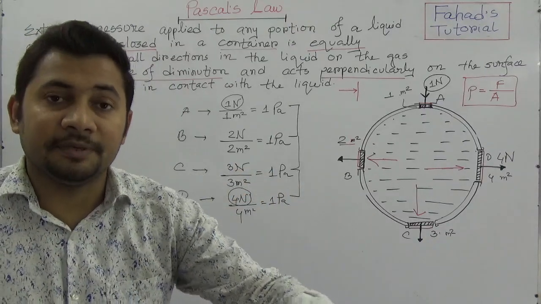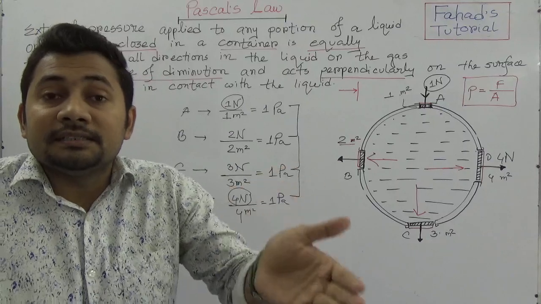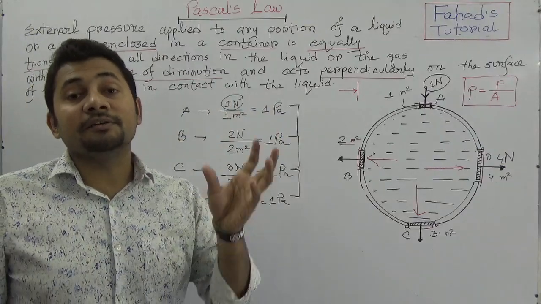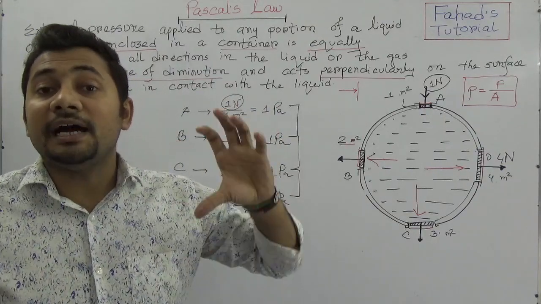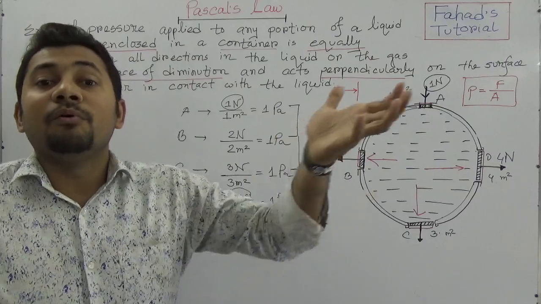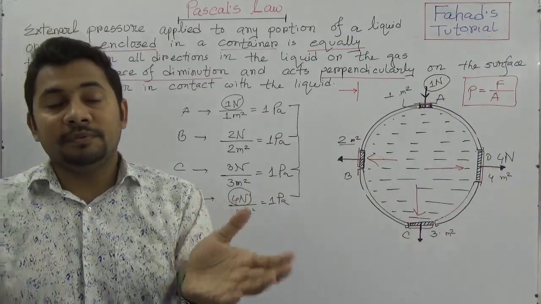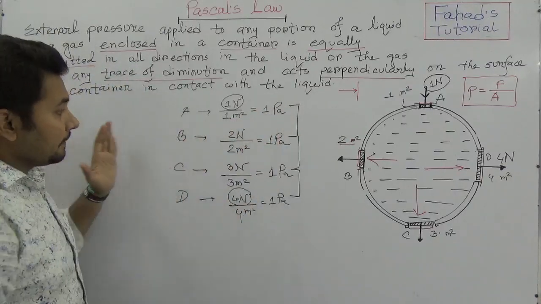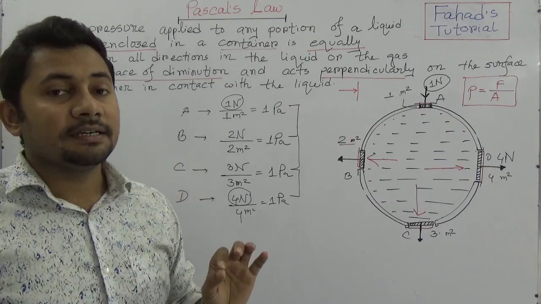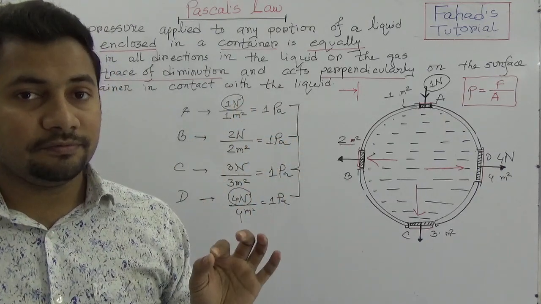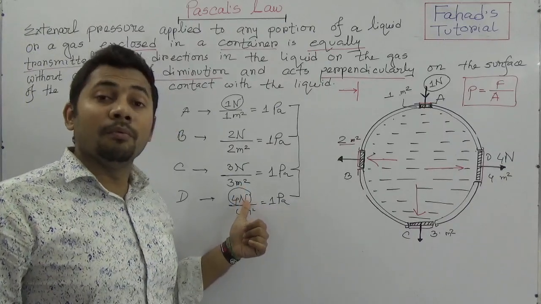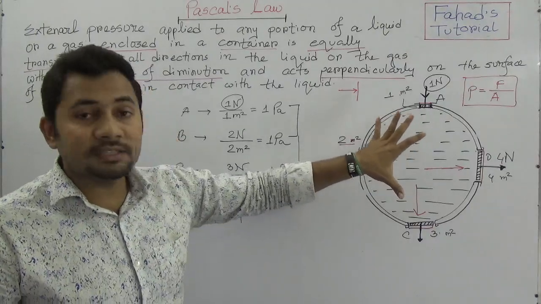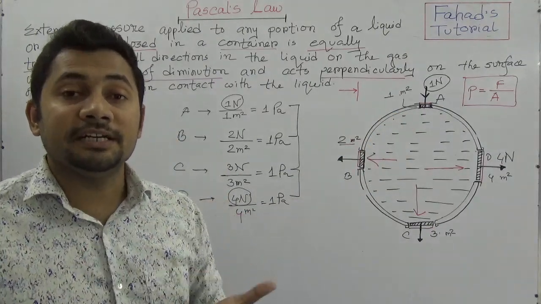Force multiplication will happen. And that is the start of a new understanding, a new concept: according to Pascal's law, if we use liquid through the hydraulic press, we can have more force. If we have two different pistons, I will explain it later on. So force multiplication means we are giving less effort, but we are getting more output. This is actually the application of using a hydraulic press.